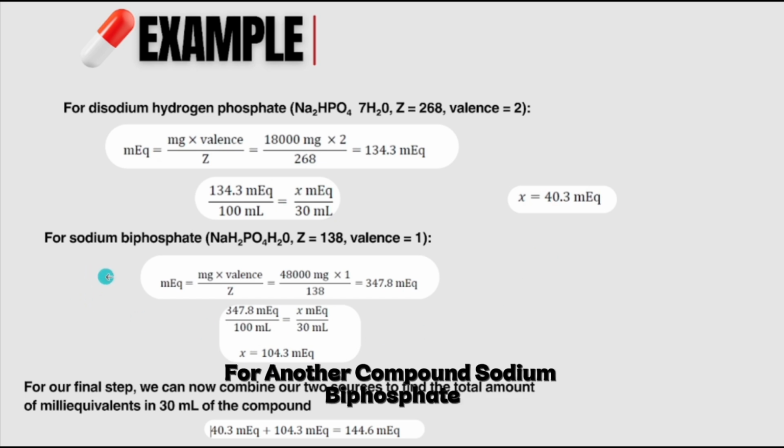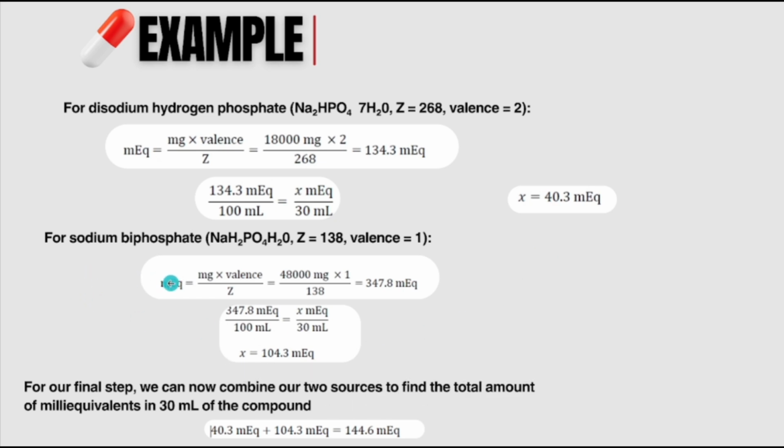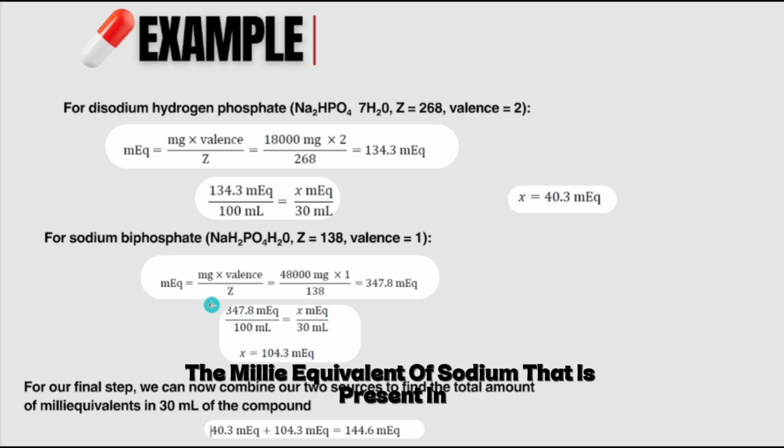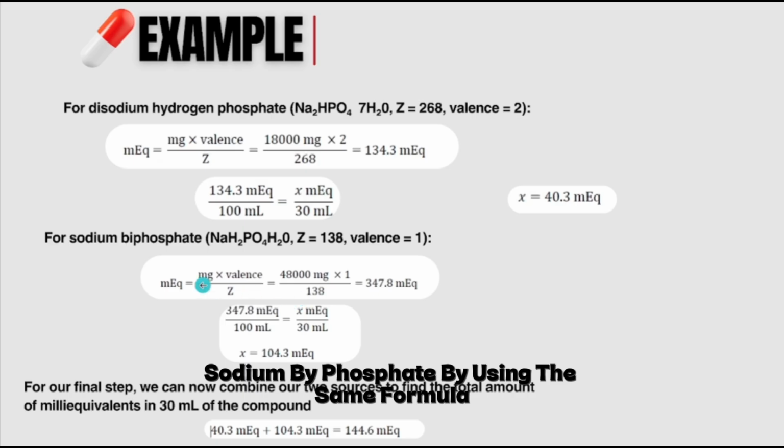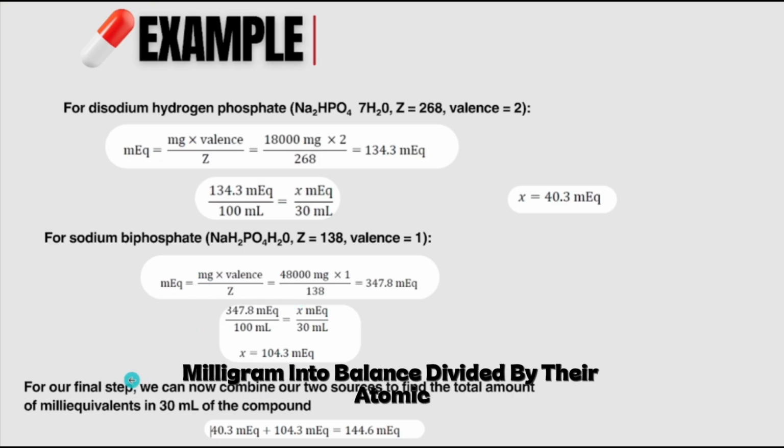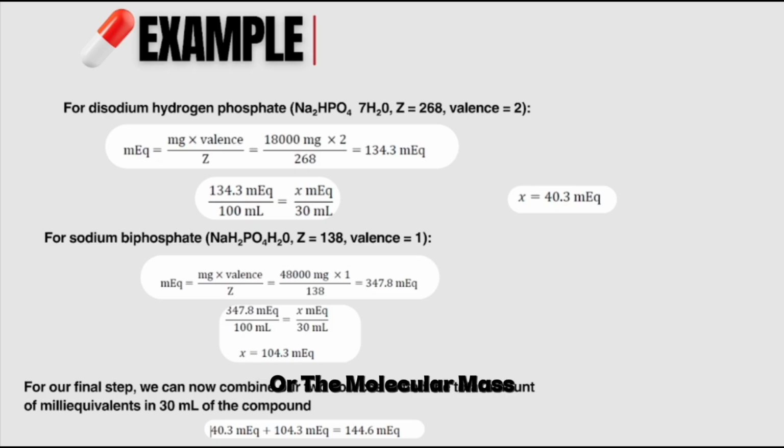For the other compound, sodium biphosphate, the valence is 1 and the formula or atomic mass is 138. We get the milliequivalent of sodium that is present in sodium biphosphate by using the same formula, milligram times valence divided by the atomic or molecular mass.